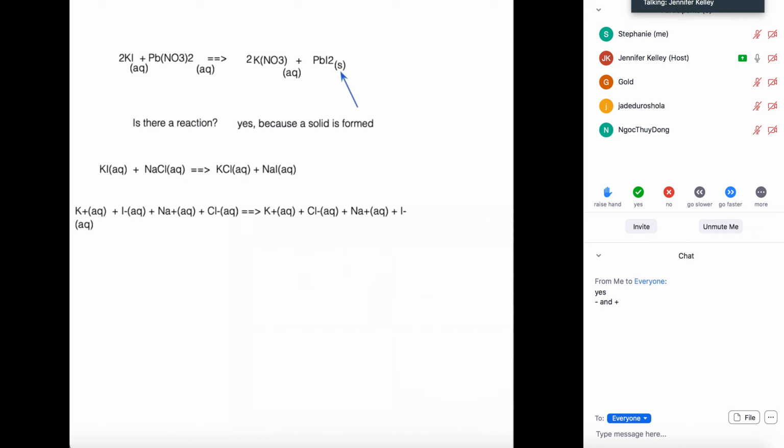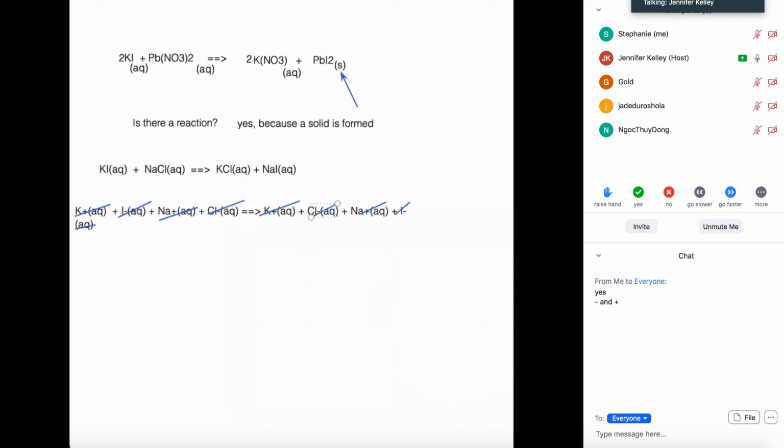All right, so to get to the net ionic equation, we get rid of all the spectator ions. A spectator ion is something that looks the same on the left and on the right. So potassium is aqueous on the left and aqueous on the right. Iodine is aqueous on the left and on the right. Sodium is aqueous on the left and on the right, and so is chlorine.